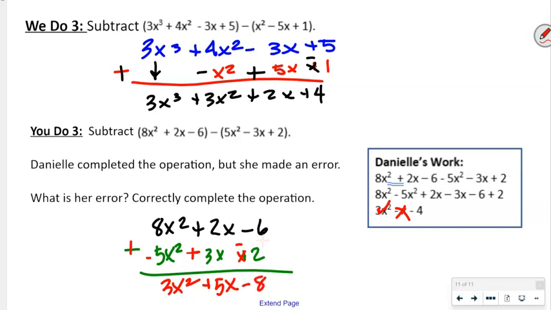So what was the error that she made? Notice here, she didn't change the sign of that and didn't change the sign of that. That's one of the things, again, this is the most common error that occurs when people are subtracting polynomials. You have to really, really watch that.